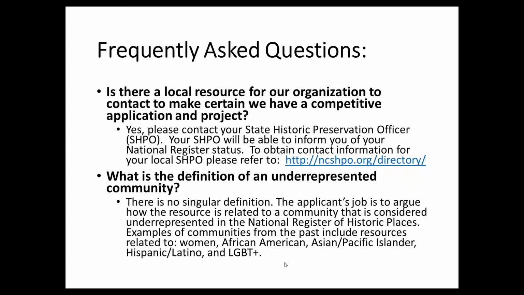First, is there a local resource for our organization to help us with our application? And yes, we would encourage you to contact your state historic preservation officer. You can see a link here to find out where that office is located if you don't already have contact with them. You definitely need to talk to them about National Register status for this program and have them on board with your project. We will be working with them on any documentation projects, especially National Register listings. So it's important that they know that the project is coming down the pipe.